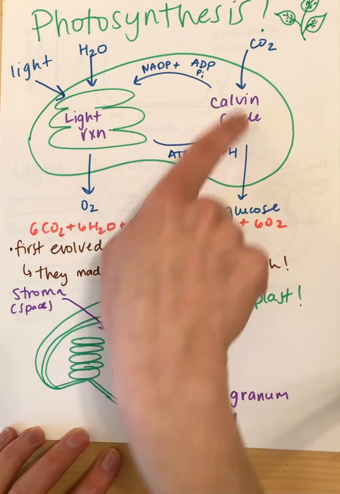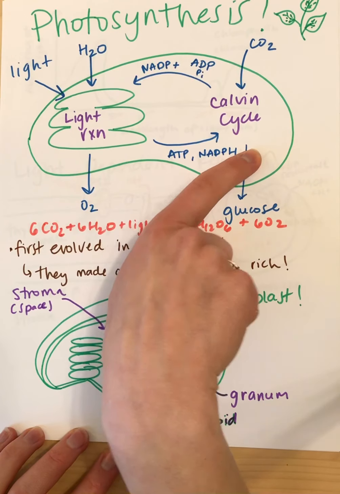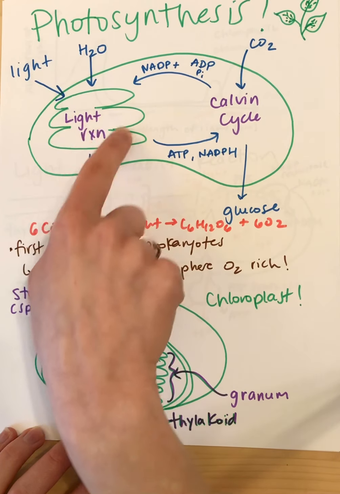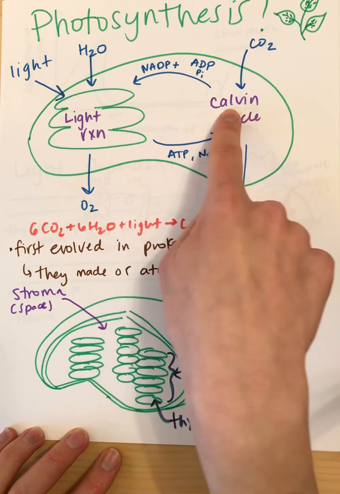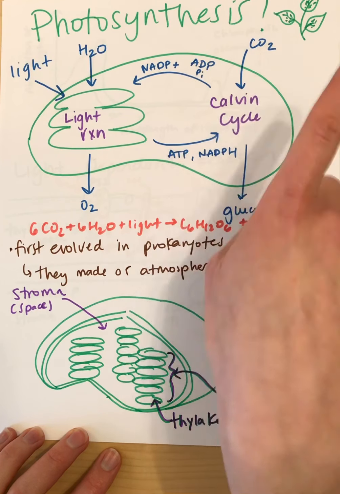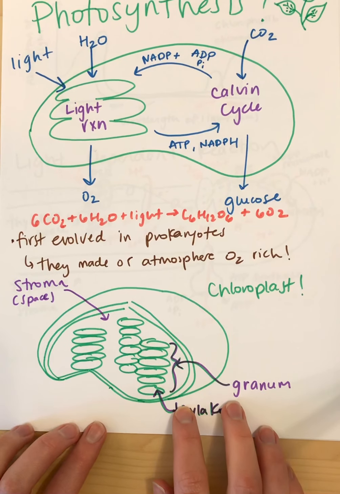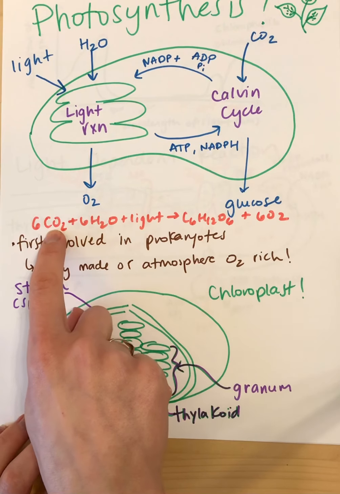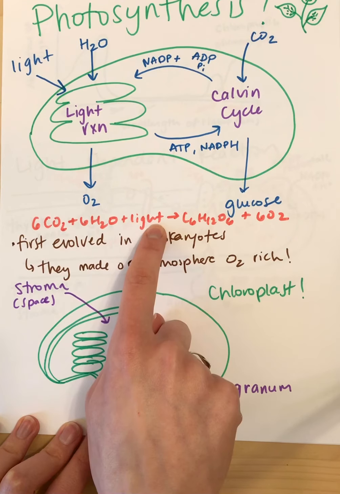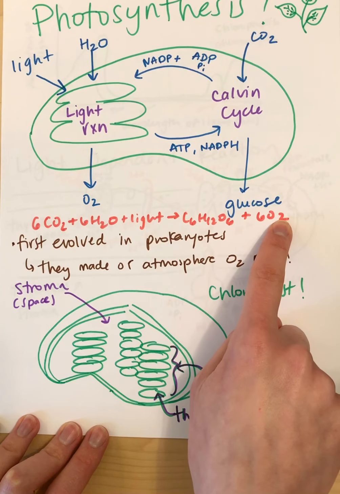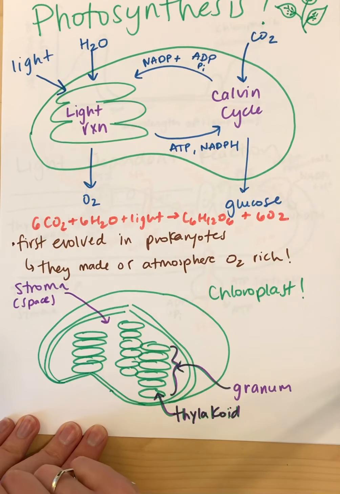So these two processes are interdependent on each other. The light reaction happens in the thylakoids and the Calvin cycle happens in the stroma, which is the space around the thylakoids. So the equation for photosynthesis is carbon dioxide plus water plus light makes glucose and oxygen, and we can see all of that in this picture above.